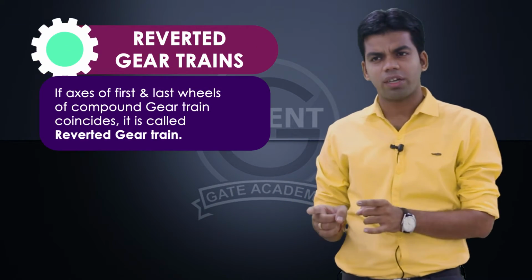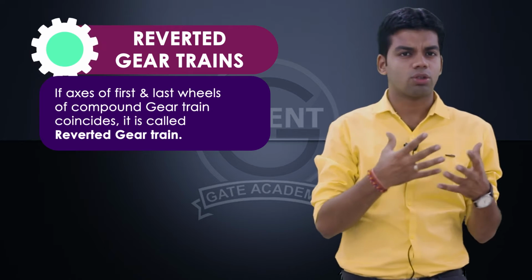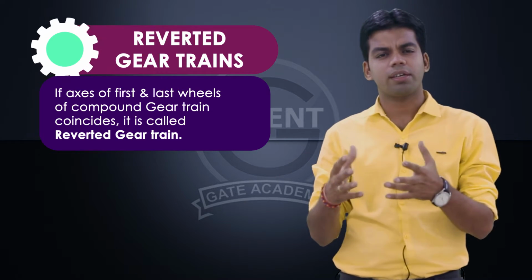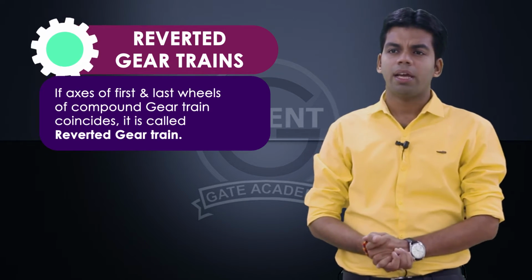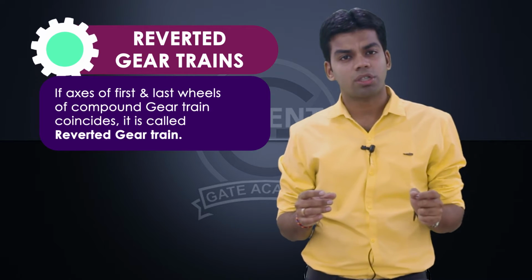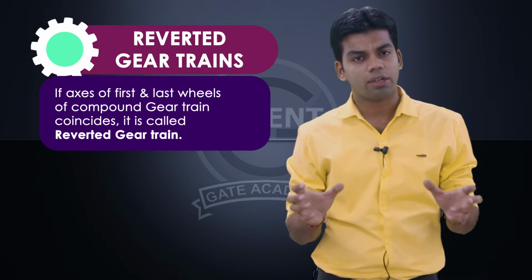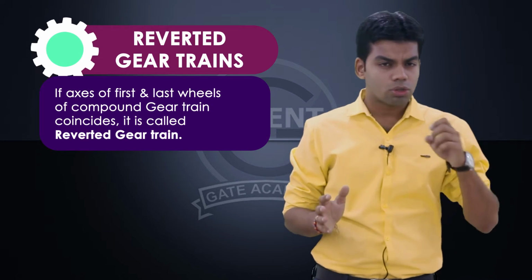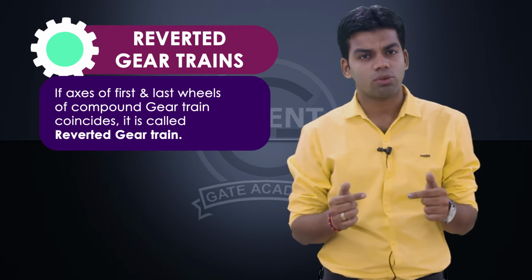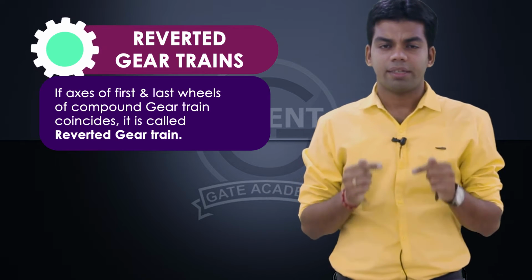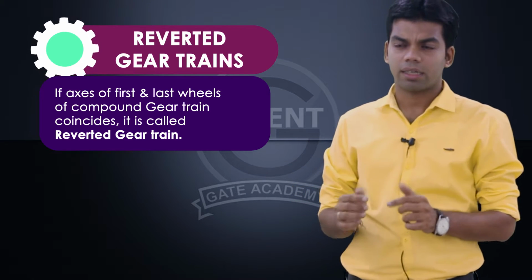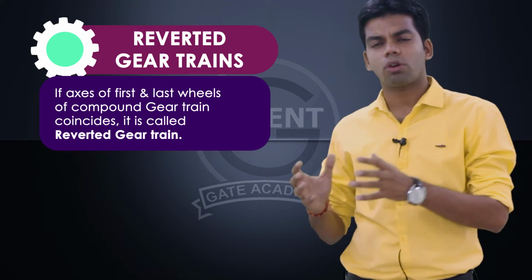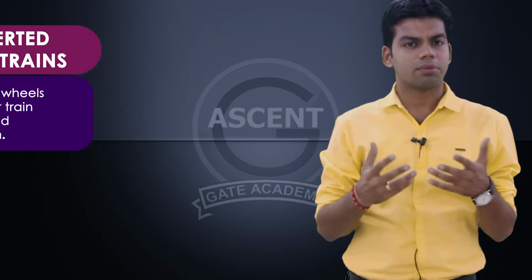The next type of gear train is the reverted gear train. These reverted gear trains are actually a special case of the compound gear train, in which the axis of the input shaft and output shaft coincides. That means the axis of the input shaft and the axis of the output shaft remain the same. That is nothing but the reverted gear train. In a compound gear train, if we make the axis of the input and output shaft the same, it becomes a reverted gear train.